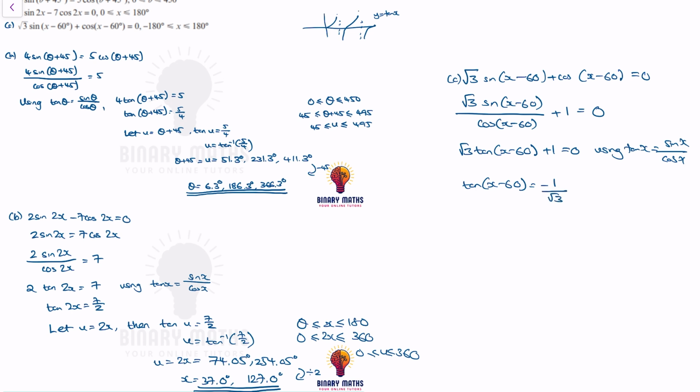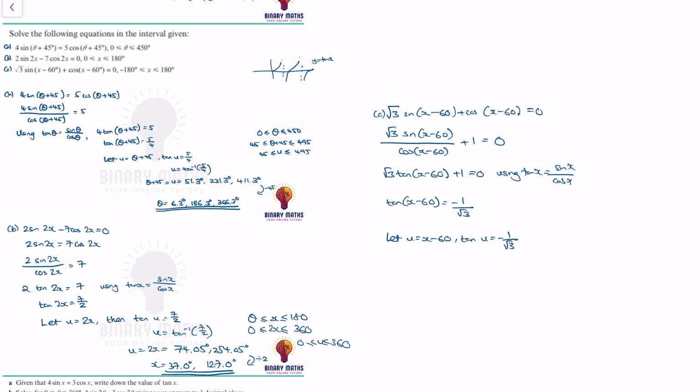The next thing I need to do is let u be equal to x minus 60 degrees. Then I have tan of u is equal to negative 1 over root 3. To adjust my range, I've got x between minus 180 and 180, so x minus 60 will be in between. If I subtract 60 from 180, I get 120. If I subtract 60 from minus 180, I get minus 240 degrees. So u goes from 120 to negative 240.